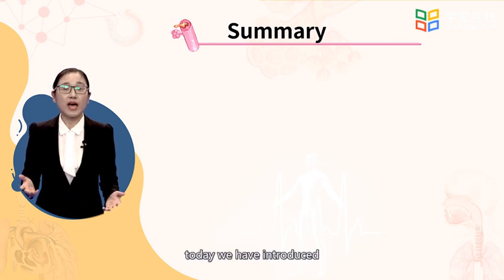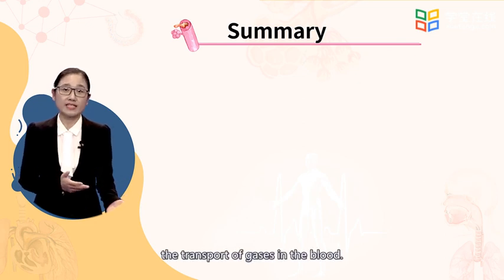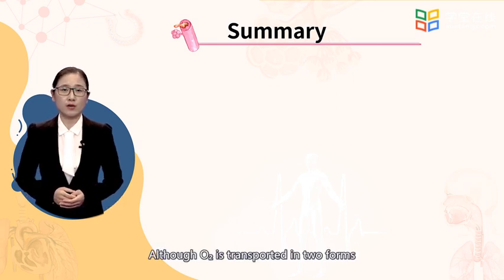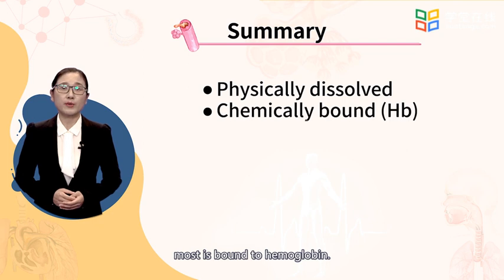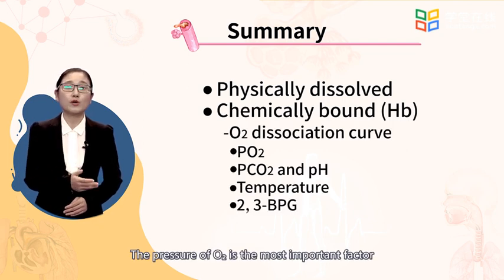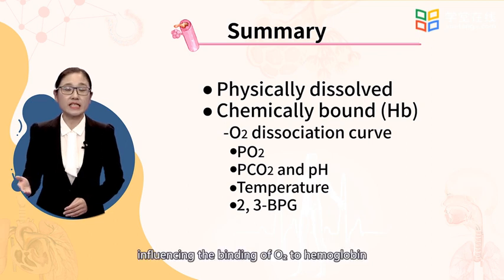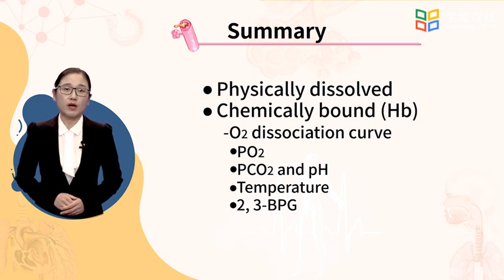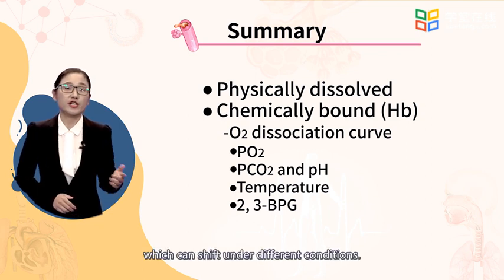Okay, today we have introduced the transport of gases in the blood. Although O2 is transported in two forms, most is bound to hemoglobin. The pressure of O2 is the most important factor influencing the binding of O2 to hemoglobin, forming the oxygen dissociation curve, which can shift under different conditions.